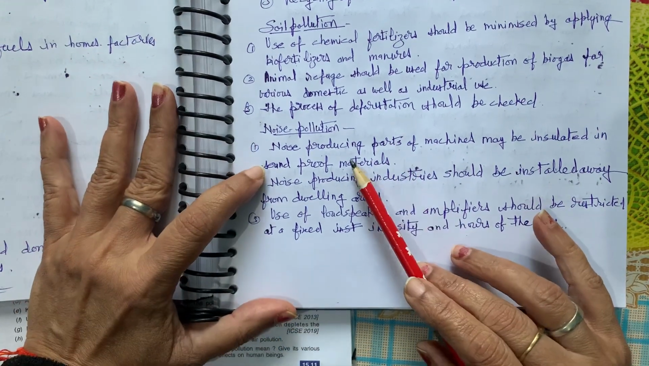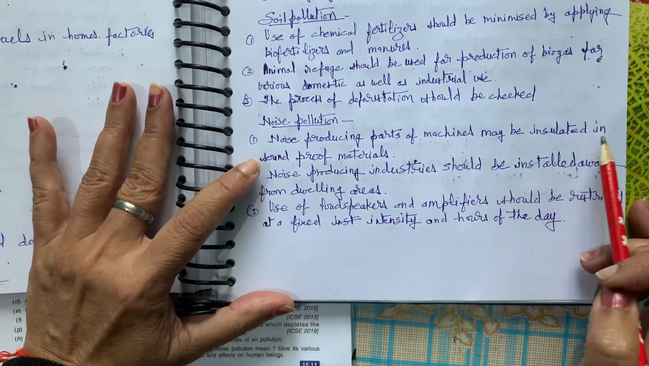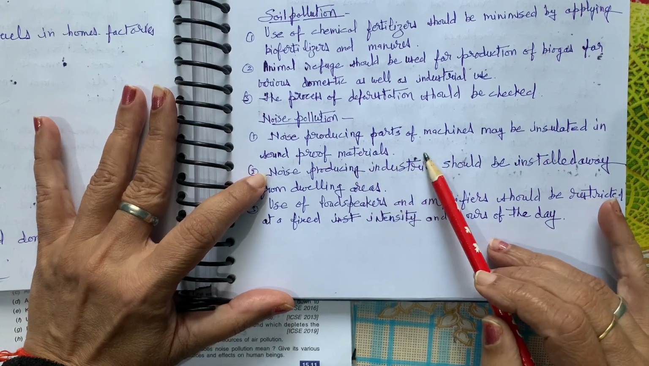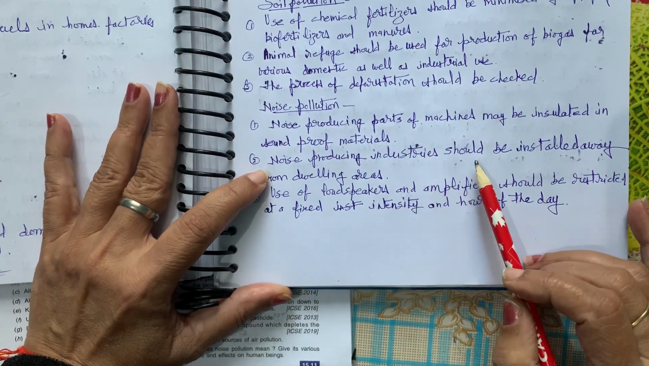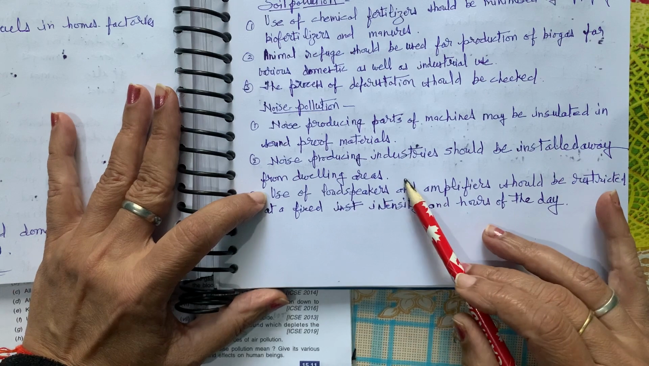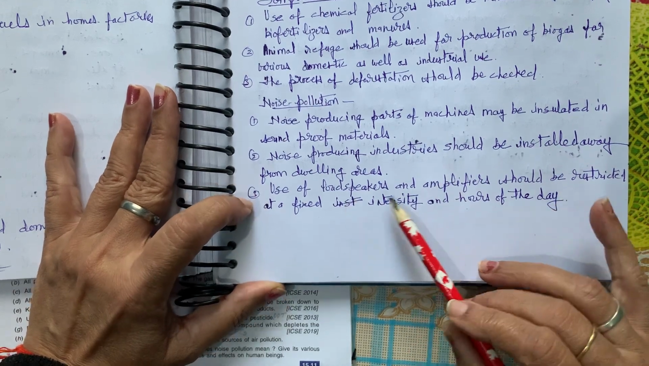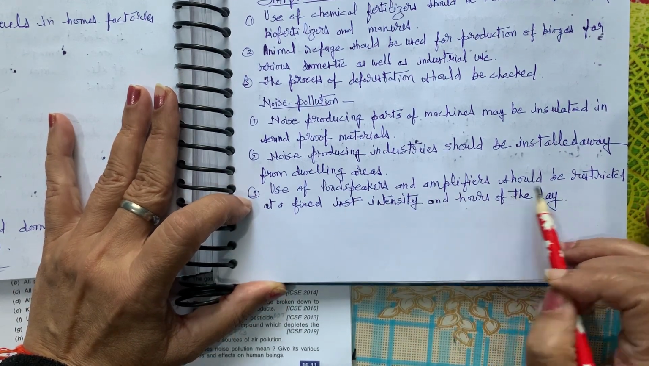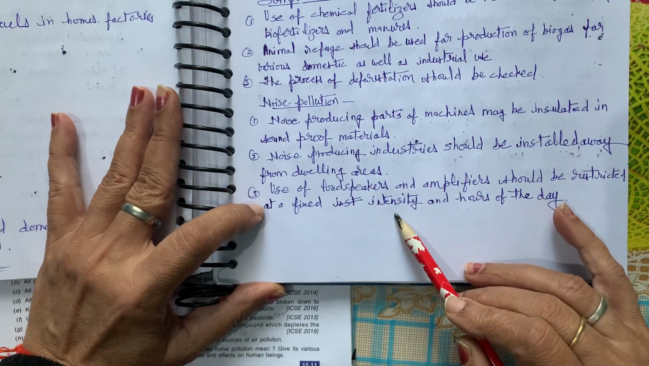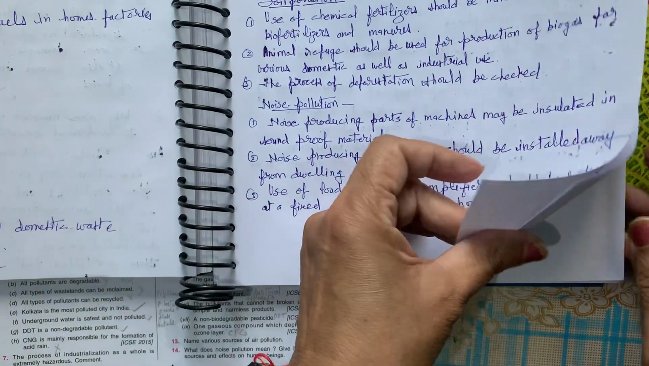Noise pollution: noise producing parts of machines may be insulated in soundproof materials. Noise producing industries should be installed away from dwelling areas. Use of loudspeakers and amplifiers should be restricted at a fixed intensity and hours of the day.